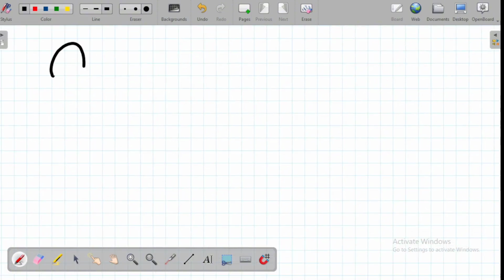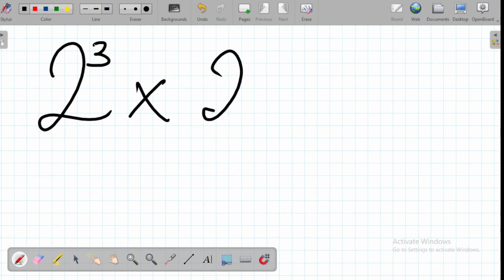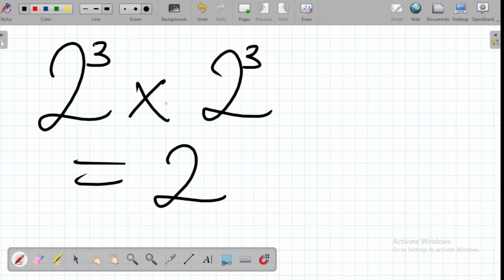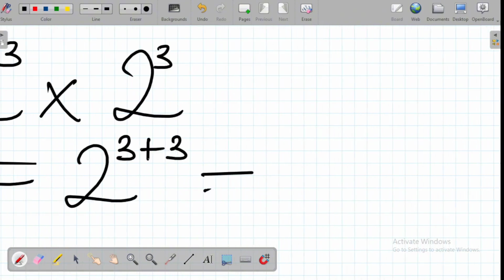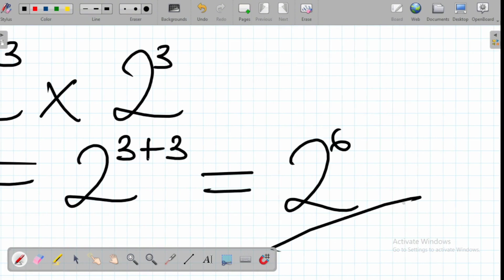So if we have 2 raised to power 3 multiplied by 2 raised to power 3, our answer is 2 raised to power 3 plus 3. So we have 3 plus 3, which gives us 2 raised to power 6. So this is our answer.